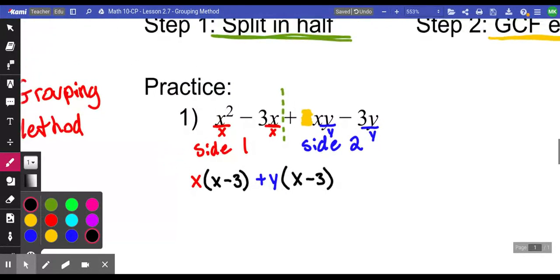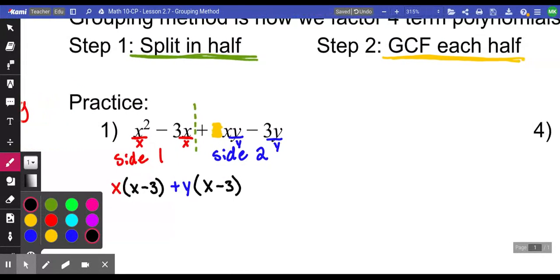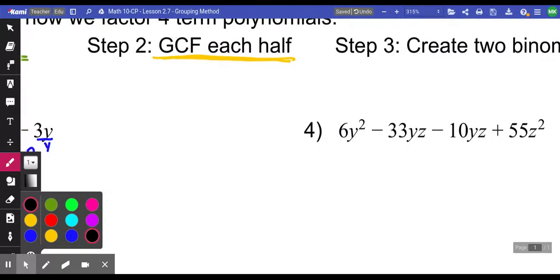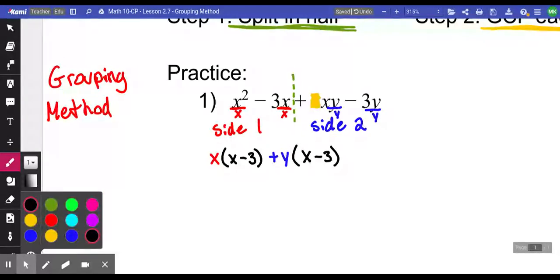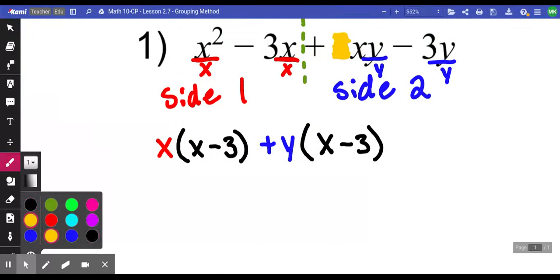After you've done that, so you split it in half, then you took a GCF for each half. If you did that properly, you're now going to be able to create 2 binomials. And you'll notice that after you took a greatest common factor out, you had 2 binomials that were the same. If they're not the same, then you didn't do it right. So you'll notice I have an x minus 3 and an x minus 3. That means that x minus 3 is my first binomial in my answer.